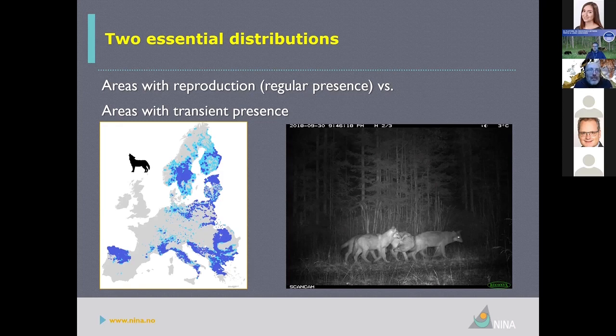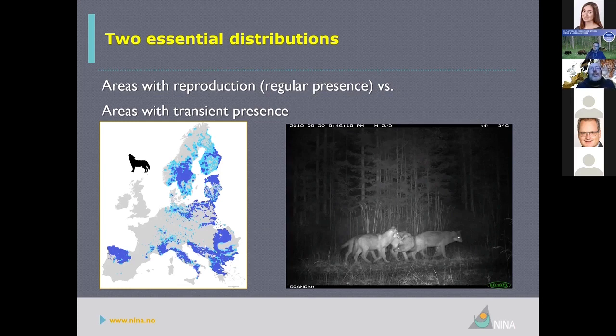So if we had counted, for example, all light blue areas, especially in Scandinavia, then we would be really overestimating the regular distribution of wolves. So it's very important that with distribution data for large carnivores we separate between the total distribution and the distribution of the regular, permanent or reproductive elements of the population.